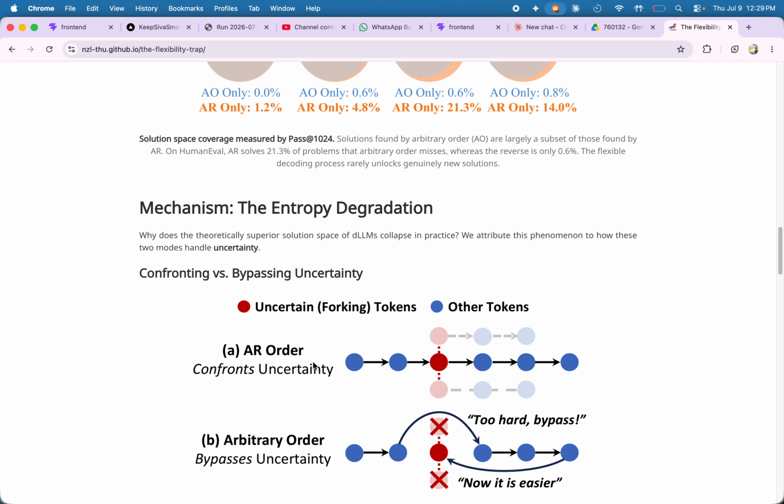So later, the mechanism. So yeah, we are going to see why this theoretically superior solution space for DLLM collapses in practice. DLLM is a big technique, a big thing, but still in practice it's not doing well. And here we are just seeing why it's not doing well.